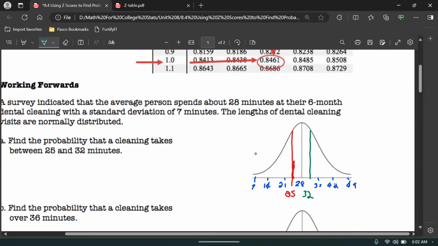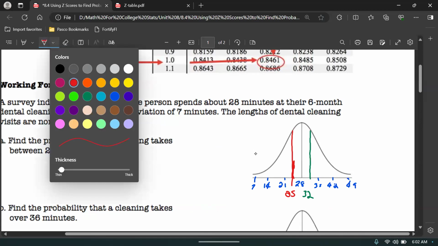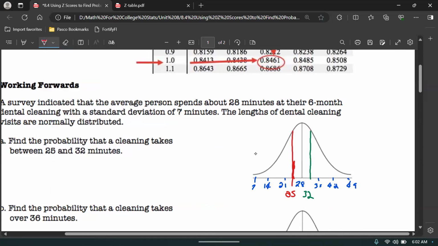So here's how we're going to do it. We're going to find the z-scores of both of those values. Let's do it with the 25 first. Remember the z-score formula: the x value, 25, minus the mean, which is 28, divided by the standard deviation, which is 7. So this is -3/7, which as a decimal, remember z-scores need to be rounded to 2 decimal places, is -0.43.